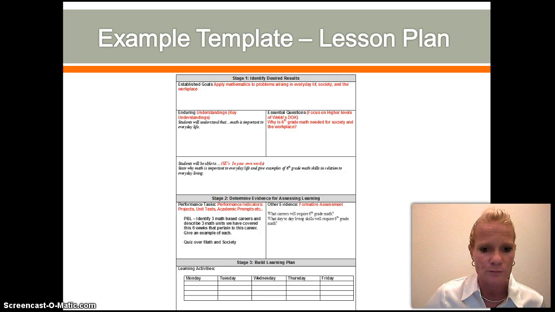A couple of examples might be that you give them project-based learning, have the student identify 3 math-based careers, and describe 3 math units that you've covered this 6 weeks that pertain to a math career, and give an example of each, and then possibly a quiz over math and society. I think that in order to make sure that they are achieving this goal, you also want to make sure that you are doing other evidence or formative assessments, and you can do this in many different ways.